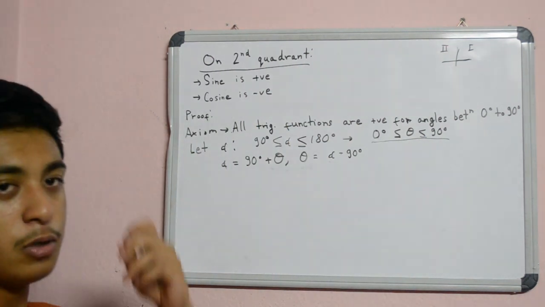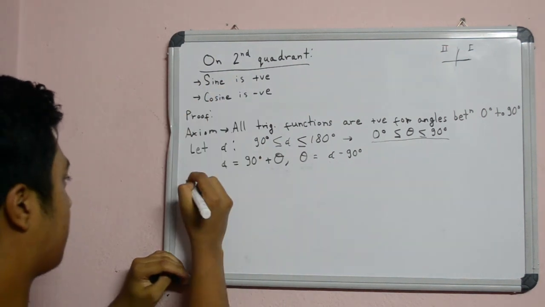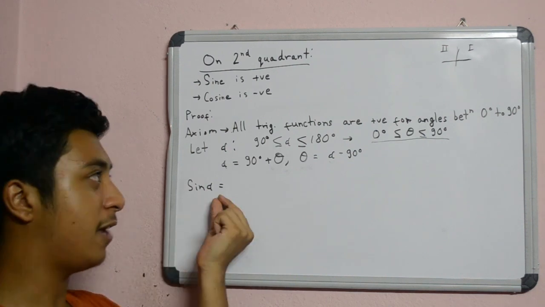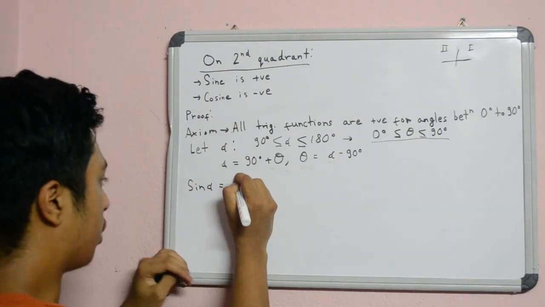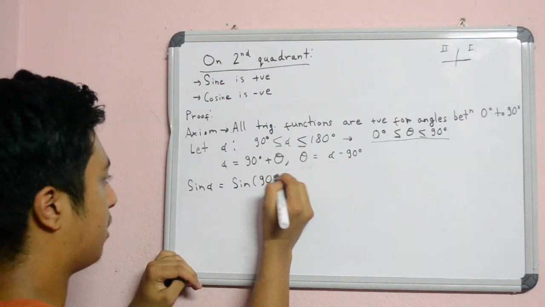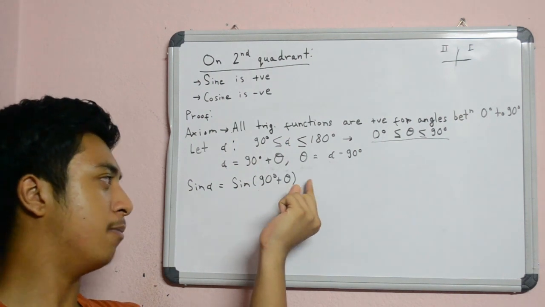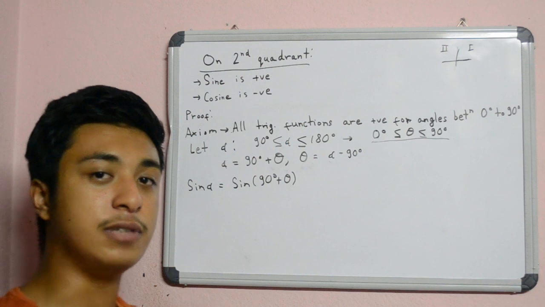Now we want to find both of these. Let's start with sine. So we have sine of alpha. That is what we're trying to find, whether it's positive on the second quadrant or not. We can write sine alpha as sine of 90 plus theta. Now what can we do in the next step? Can we write it as equal to cos theta? Well, no, because that would be circular reasoning.